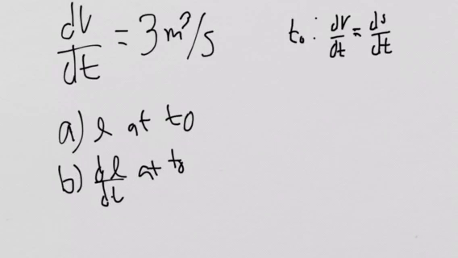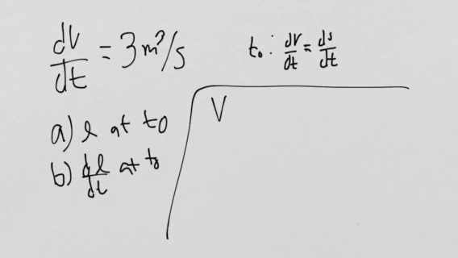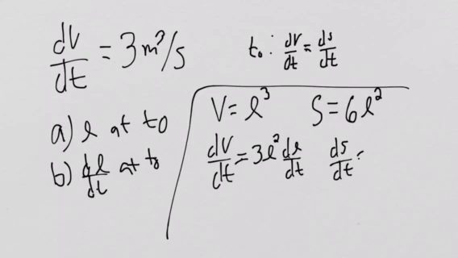So first thing we should do is find functions for dV/dt and dS/dt. So the volume of a cube, let's separate all our known information. The volume of a cube is L cubed. The surface area of a cube is 6L squared, because L squared is going to give us the area of one of the faces, and then there's 6 total faces. So dV/dt equals 3L squared dL/dt, and dS/dt equals 12L times dL/dt.